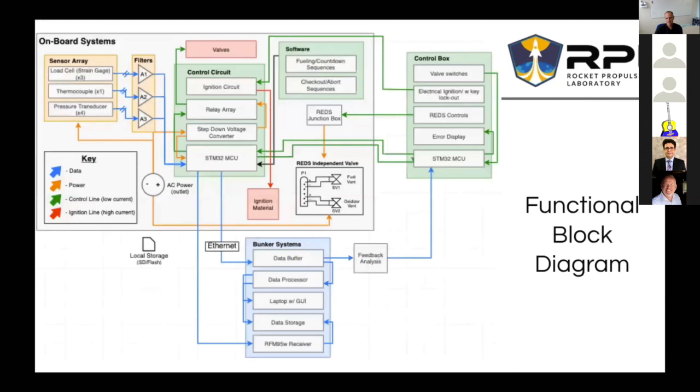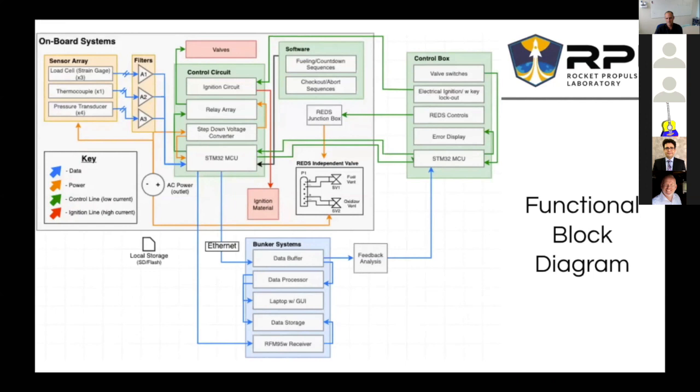Here is a functional block diagram of all the elements and interconnections of our system. First off, all the systems you see in the gray box are on board the test rig inside a specially cooled and dried housing. In green is the control system, comprised of the main microcontroller with pre-programmed sequences, a relay array to control the valves, as well as a power conversion system.